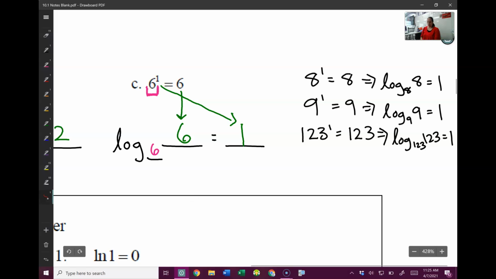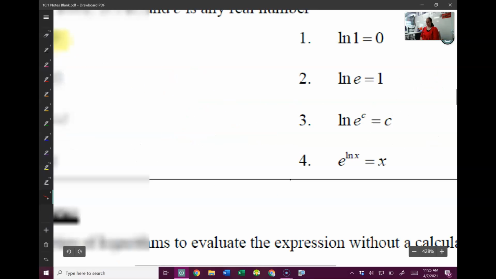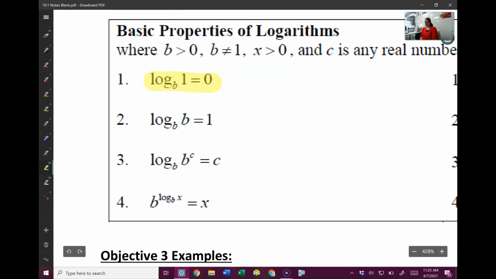Anytime the base and the input are the same number, your answer will always be 1. And you can see that right here on your second property of logarithm. If the base and the input are the same number, the answer is always a 1.